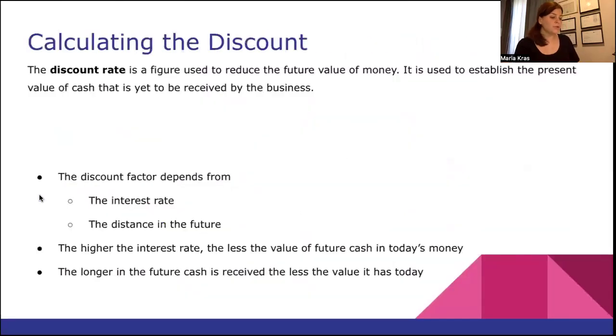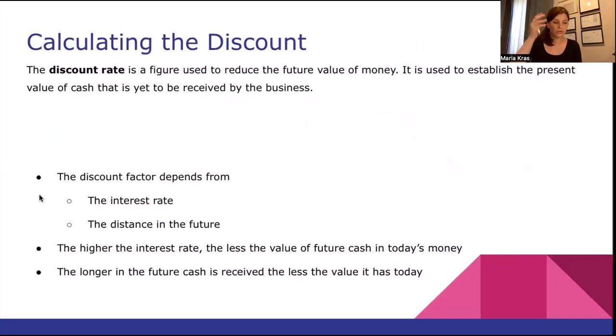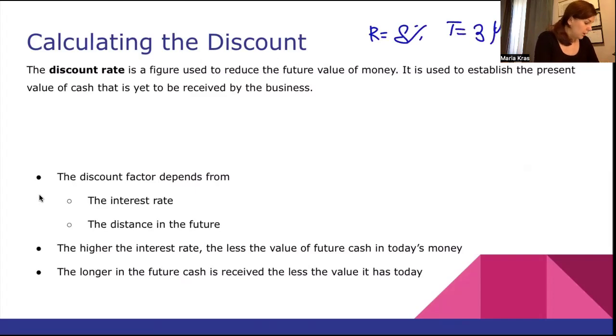So the discount rate is this figure that's used to reduce the future value of money towards today's money. We needed to establish the present value of cash. How do we get to these discount factors? You do not need to calculate them at the exam. I just want to reiterate it once again: no need to calculate it. But I want you to understand how we get there, in order for you to understand how they influence our cash flows. So the way we calculate it, let's use the same example for simplicity. It's an 8% interest rate and a 3-year timeline. So how do we get there? How do we get the discount factor?